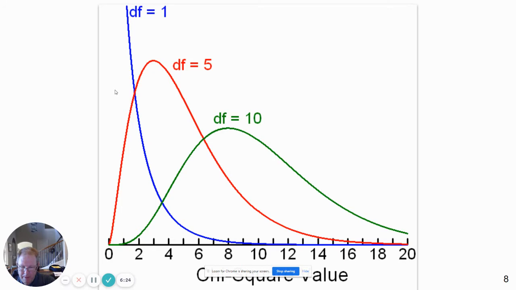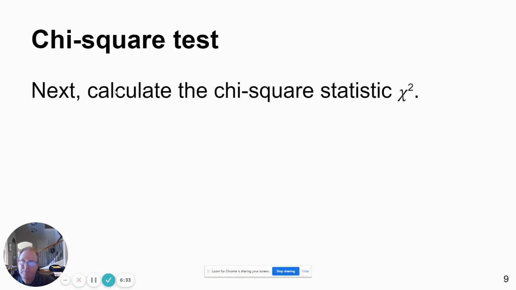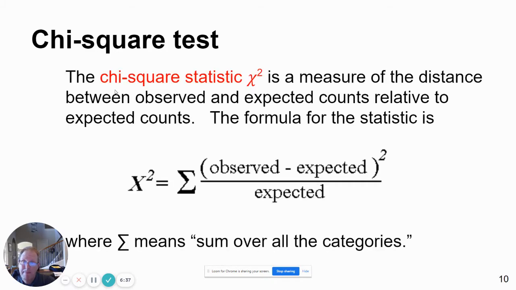The chi-squared test is a one-tailed test, and we're only going to reject the null hypothesis for large values of chi-squared, not for small ones. So the next thing we have to do is calculate the chi-squared statistic. Here's our formula for the chi-squared statistic.